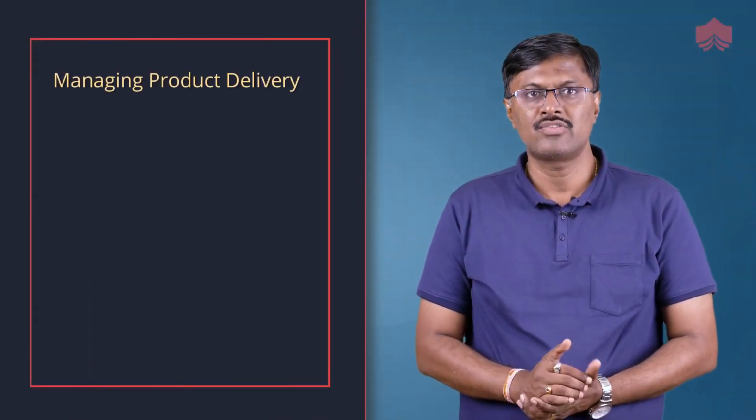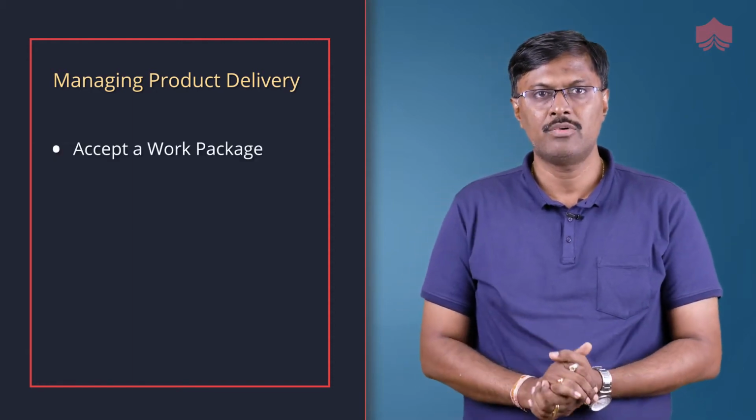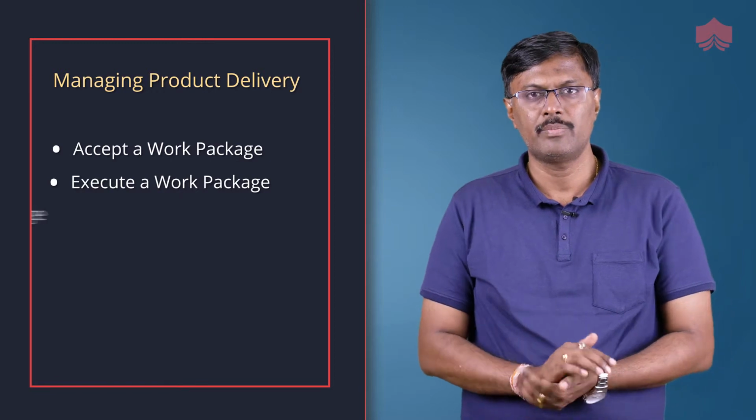The three main activities of the managing product delivery process are accept a work package, execute a work package and deliver a work package. To summarize, in this video, we discussed the purpose, objective, context and activities of the managing product delivery process. In the next video, let us look at the managing stage boundary process.